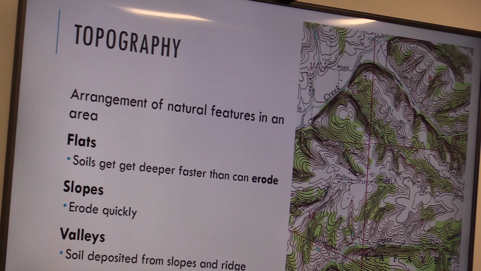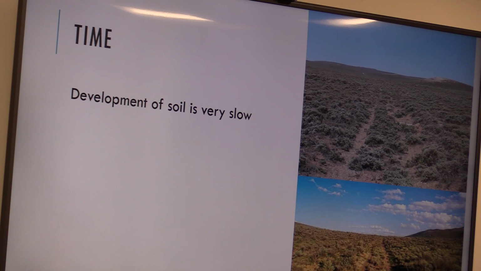So different plants are going to be able to live in that, and that's why we're going to see drier soils up on the ridge because they're thin. We'll see wetter soils down in the valleys because they're really thick and can hold lots of water, which are going to then define the forest that can be there. And then time. Again, time is really important because soil development is really slow.